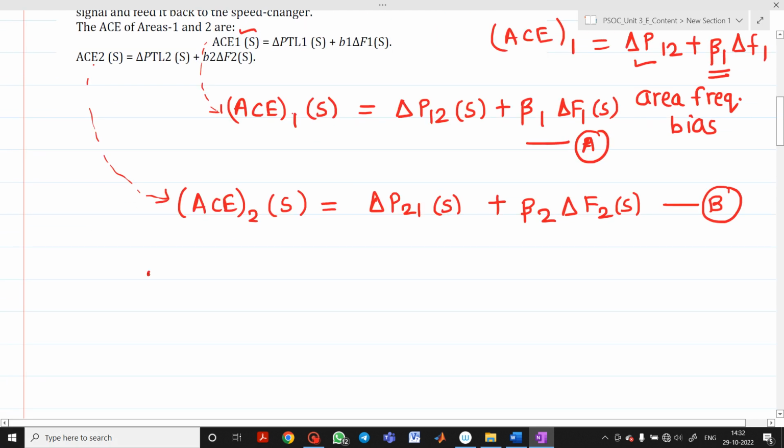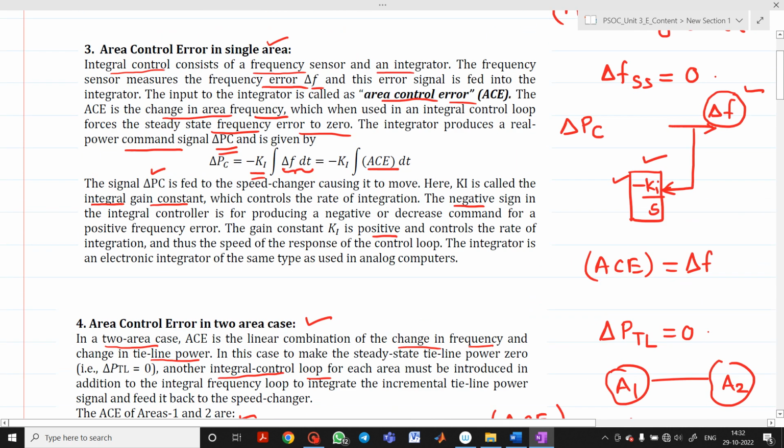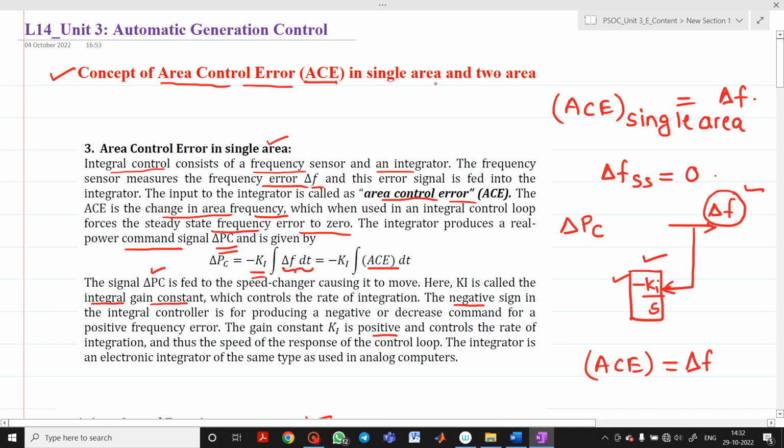Again, in short, when we talk about a single area, the area control error is nothing but the change in the frequency, that is delta F. And when we are talking about the two area concept, or two areas which are interconnected with each other, it is the combination of a change in the frequency and change in the tie line power. So for area 1, it is delta P12 of S plus beta 1, the area frequency constant, into delta F1 of S. So this is the concept of area control error in a single area and two area.